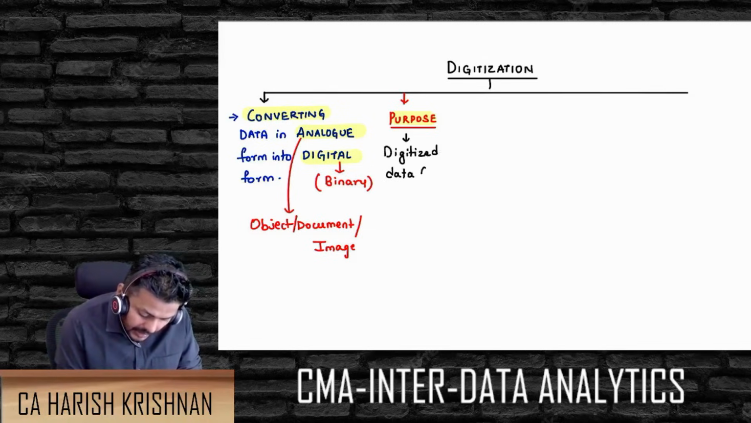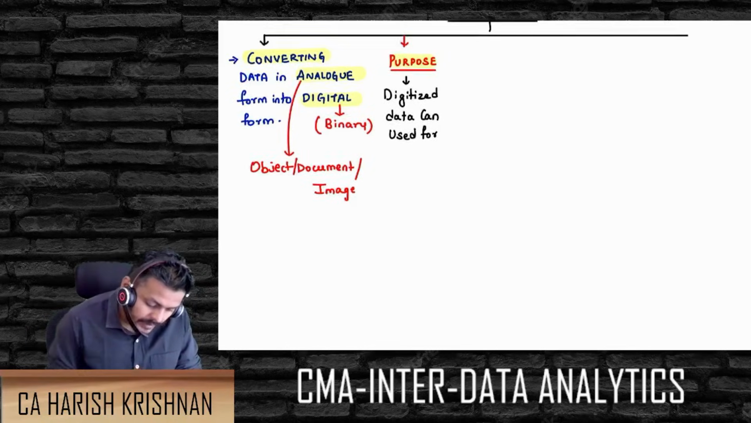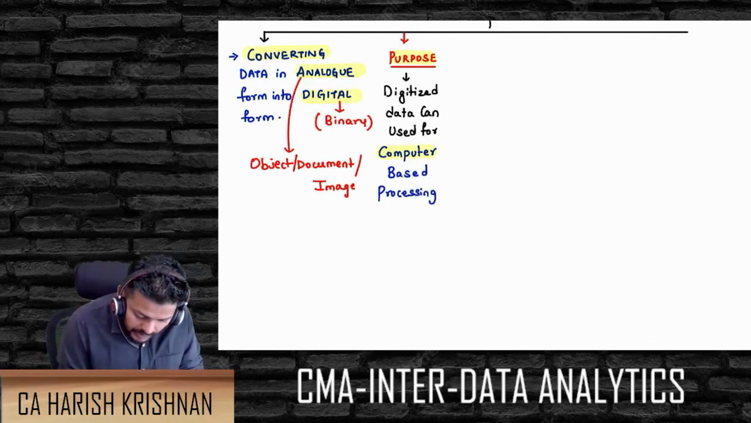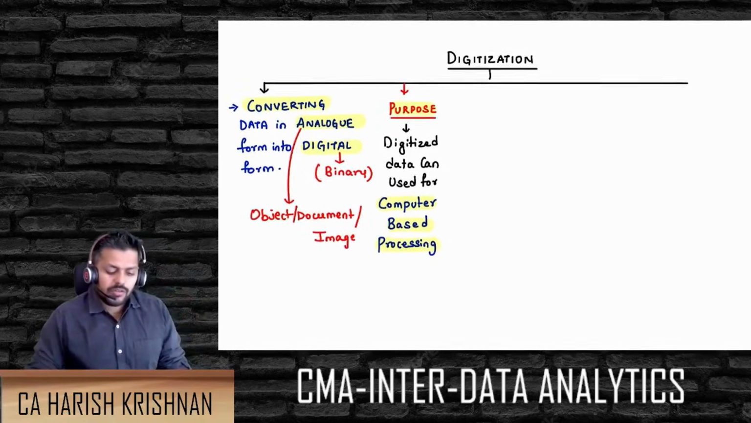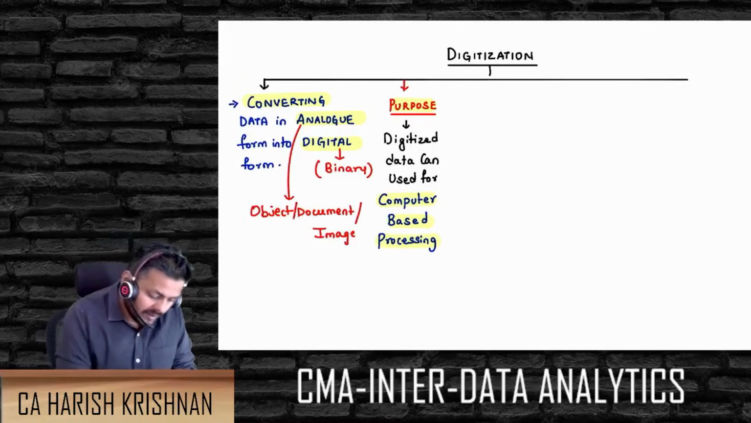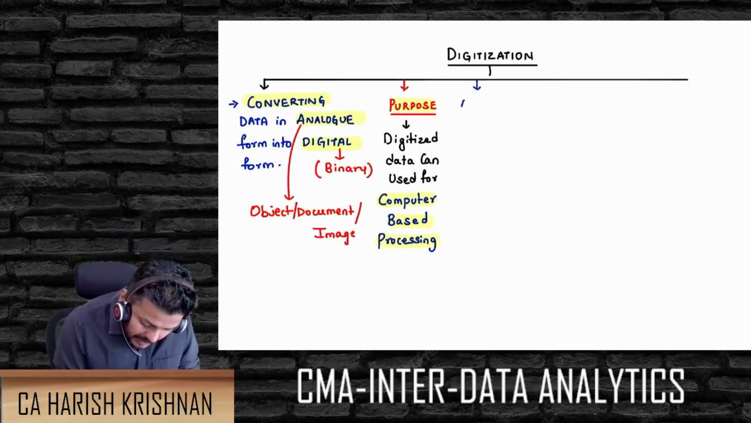Digitized data can be used for computer based processing. This is the ultimate purpose. Now we do have a couple of other topics coming up here. What are the main objectives? And then the reasons.